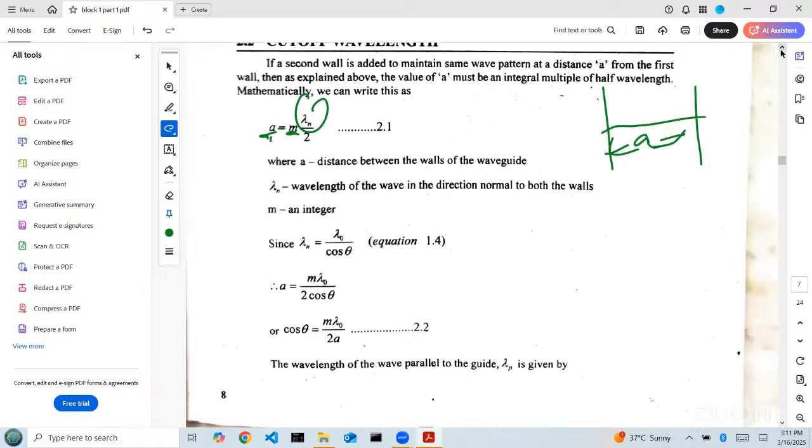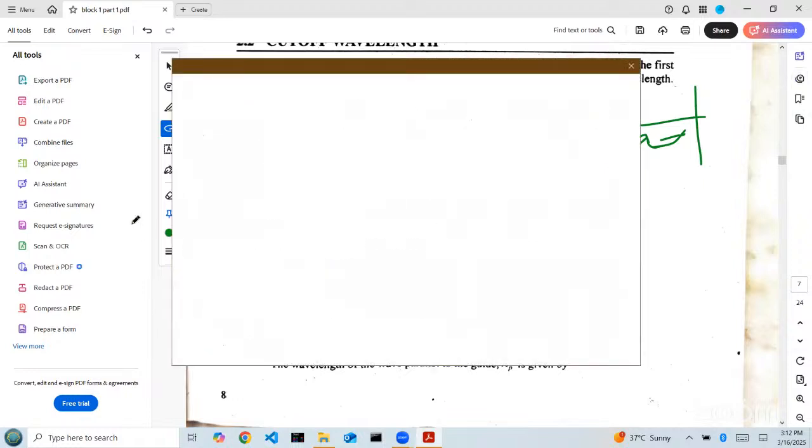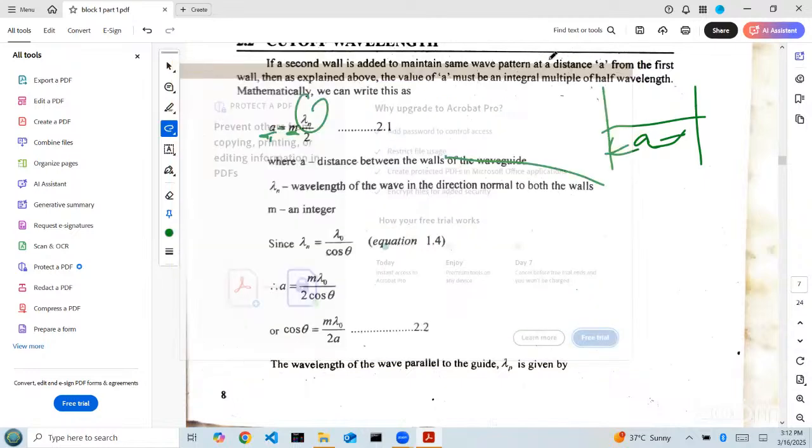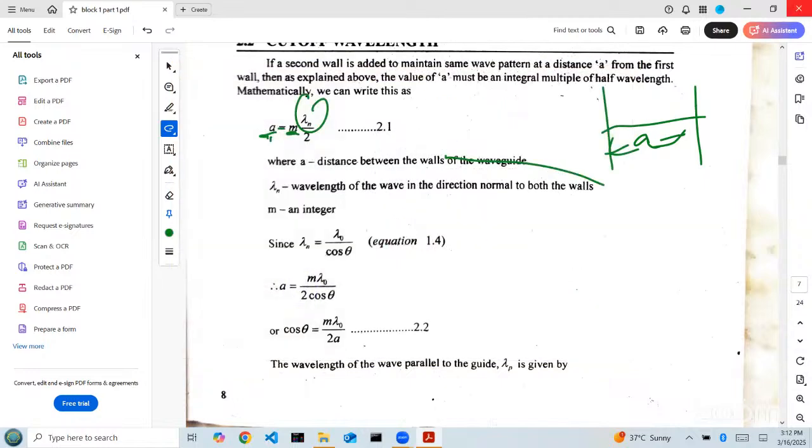What is lambda n here? Lambda n is the wavelength which is normal to the direction of the plane. What is m? m is an integer. From the previous discussion, we have the formula for wavelength normal to the plane: lambda n equals lambda naught by cos theta.